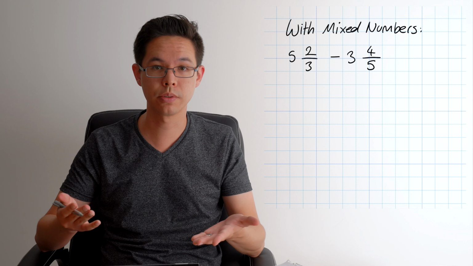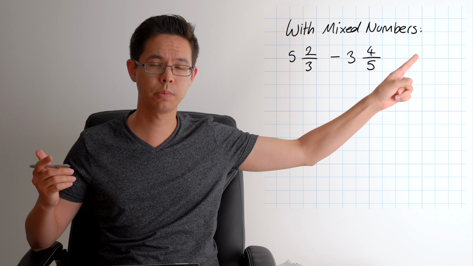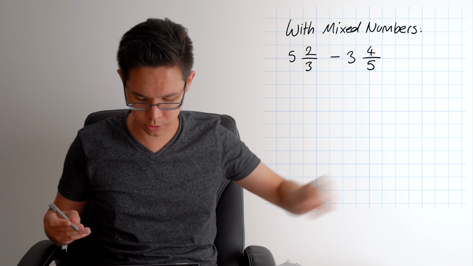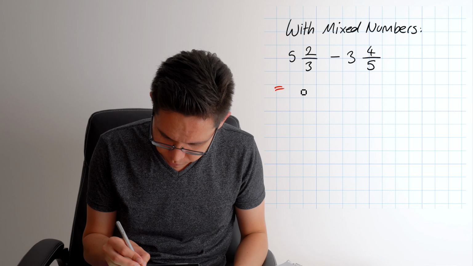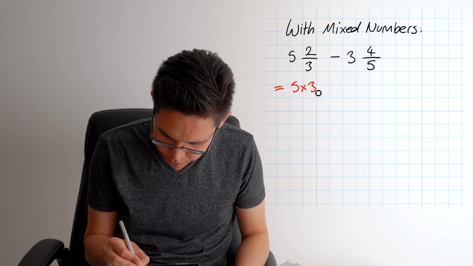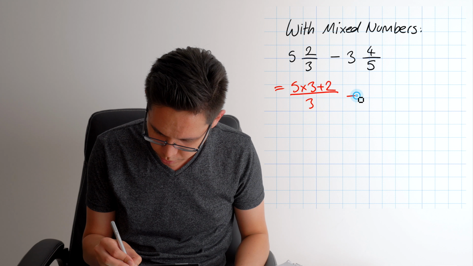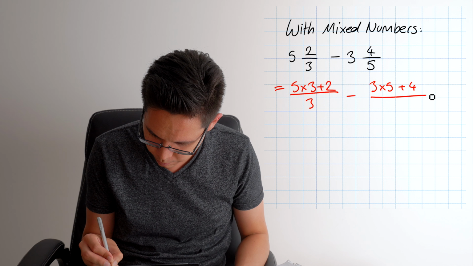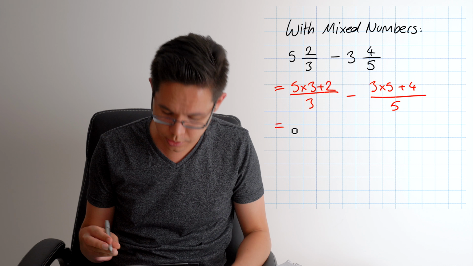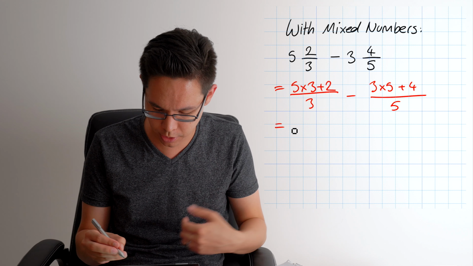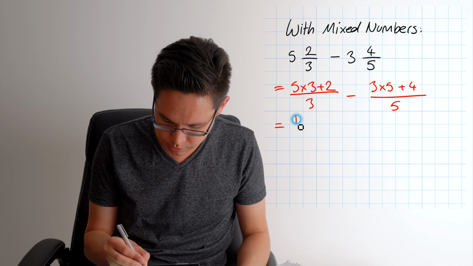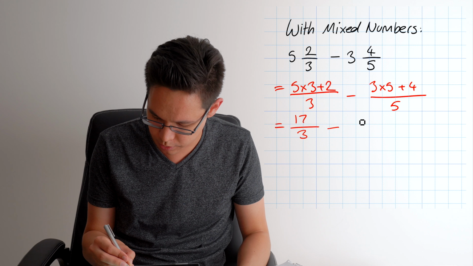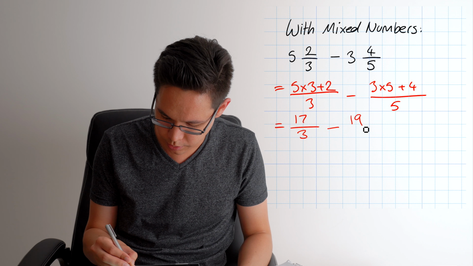Now, if you don't remember how to do this, you can go check out the video card right here where I talk about mixed numbers and how to convert them back and forwards to improper fractions. So here I'm just going to go fast. I'm going to go 5 lots of 3 and that 2, take away 3 lots of 5 plus that 4 over 5. So this is just the improper fraction step. 5 times 3 is 15, 15 plus 2 is 17 over 3. Take away 3 times 5 is 15 plus 4 gives me 19 over 5.